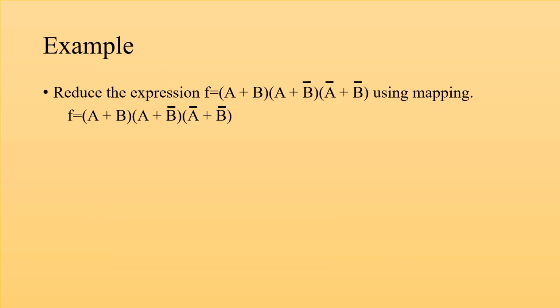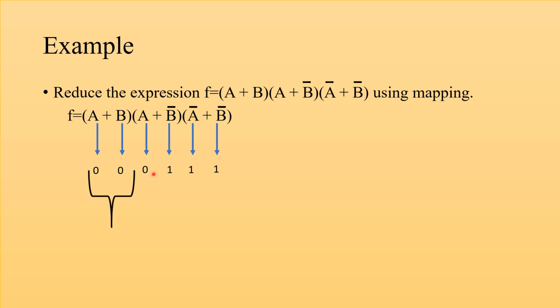Let us do this example. Reduce the expression F is equal to (A + B)(A + B bar)(A bar + B bar) using mapping. So, the given expression is in POS form. We have to convert that to max term expression. For that, the variables A, B in non-complemented form are denoted as 0 and the variables in complemented form are denoted as 1. Therefore, here in A plus B, A and B are denoted as 0, and in the second term A is denoted as 0 and B bar is denoted as 1. Here A bar and B bar are denoted as 1.